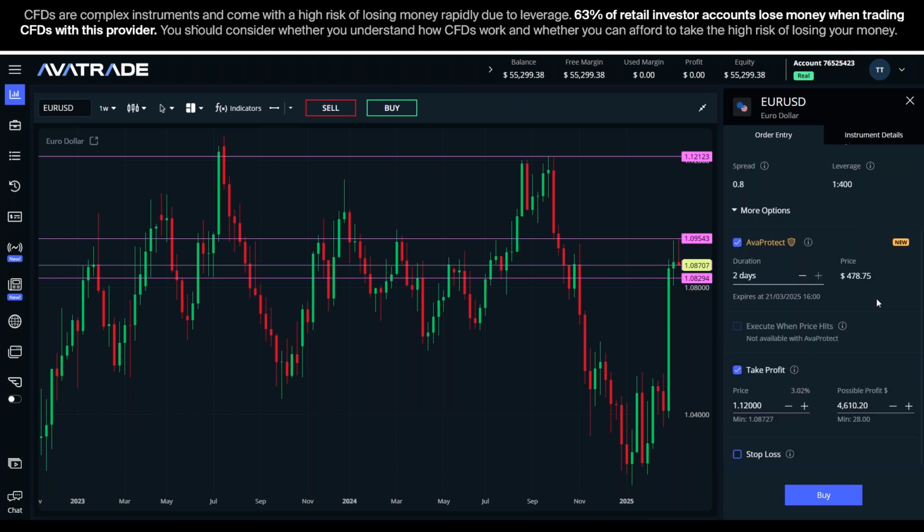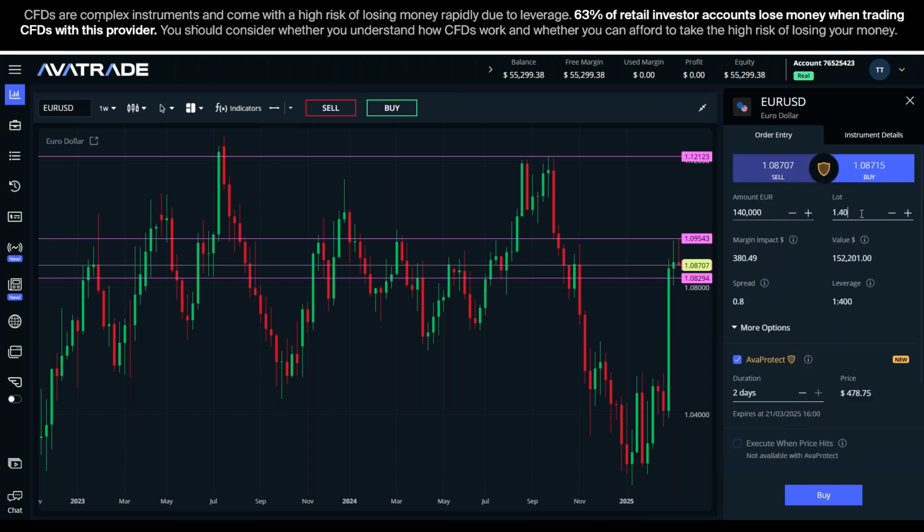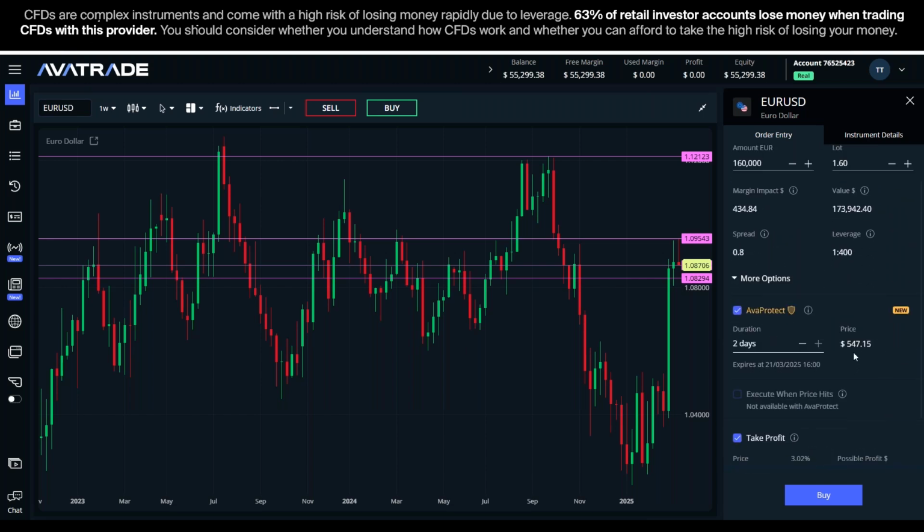1.4 lots, it costs 478. Okay, getting closer, 1.7, 581. So now 1.6 or so. That puts me at just under 1% of my balance. 547 is just a little bit less than 552, which would be 1% of my balance. So now I know my risk or my cost for this 2 days protection.